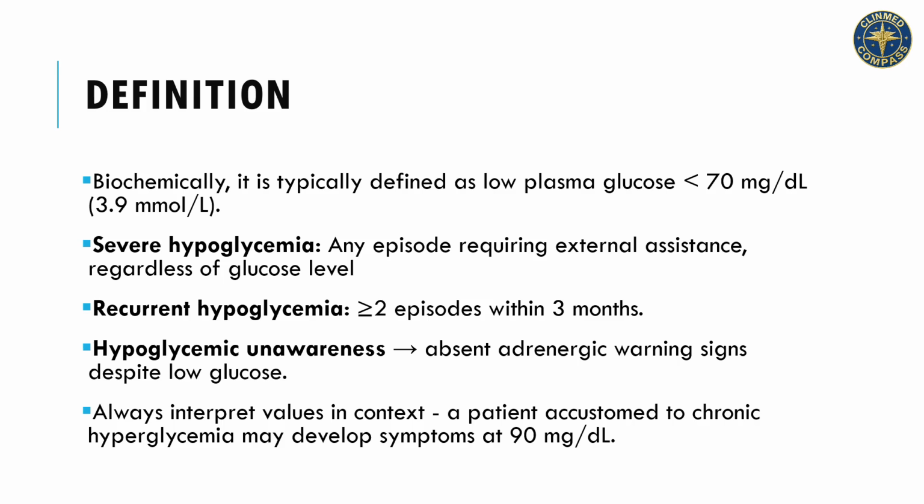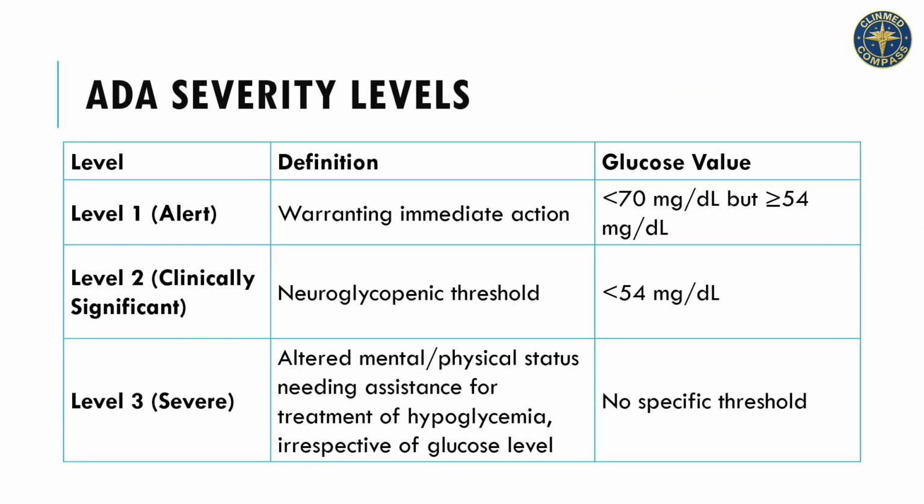Finally, remember to interpret values in context. Patients accustomed to chronic hyperglycemia may experience symptoms even at glucose levels around 90 milligrams per deciliter. The American Diabetes Association categorizes hypoglycemia based on severity into level 1, 2, and 3. In level 1, the plasma glucose is below 70 milligrams per deciliter but above 54 milligrams per deciliter. This is the early warning level.